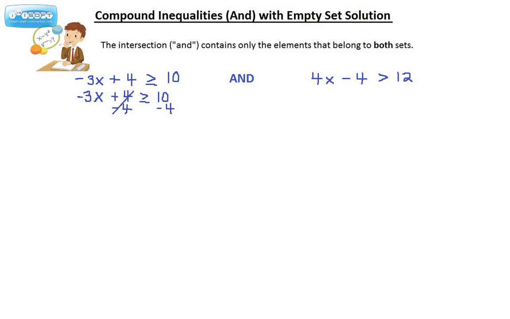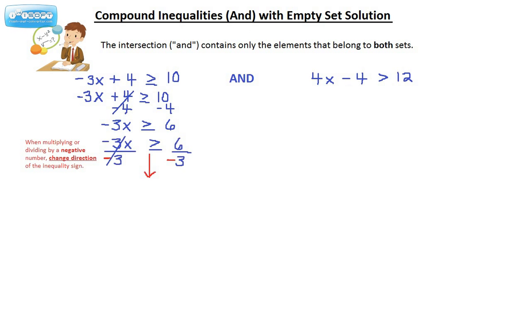First, subtract 4 from each side to isolate the term containing x. Next, we want to divide both sides by negative 3. When solving inequalities, if you multiply or divide by a negative number, remember to change the direction of the inequality sign. Here is our solution. X is less than or equal to negative 2.